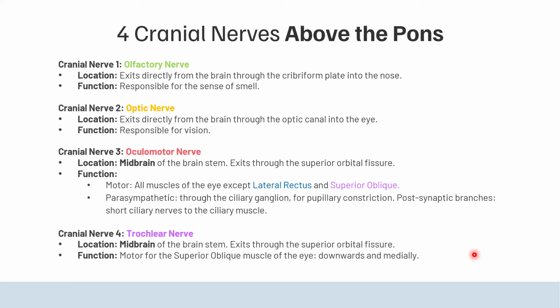Our fourth cranial nerve is the trochlear nerve. The trochlear nerve is once again within the brainstem. It is in the midbrain, and it exits alongside the oculomotor through the superior orbital fissure. The trochlear nerve is going to claim one of those muscles that the oculomotor nerve gave up, which is the superior oblique. So SO4, remember it like that. Superior oblique is responsible for moving the eye downwards and medially. So basically imagine yourself crossing your eyes and looking at your nose. That is what the trochlear nerve is responsible for. It is only one nerve for one muscle.